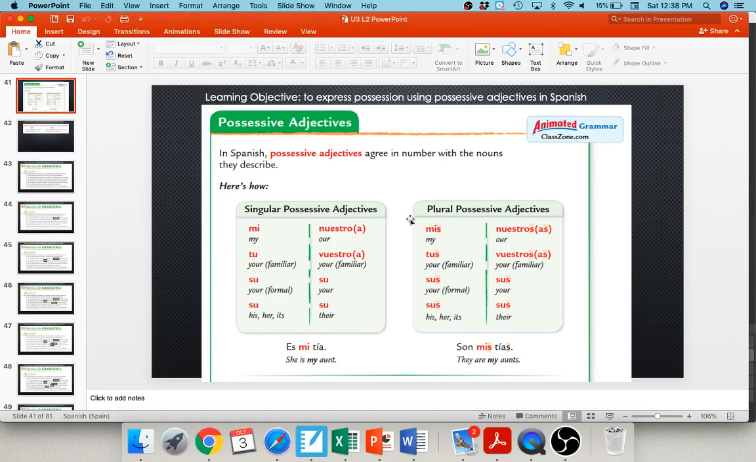Tu, your, or tus. So tu madre, your mom, or tus madres, your mothers. Su and sus, his or hers. Nuestro, nuestros. Remember, these can also agree in gender as well. So nuestra, nuestras. Vuestro, vuestros. Vuestra, vuestras. And su and sus. So es mi tía. That's my aunt. She's my aunt. Son mis tías. Those are my aunts, plural.